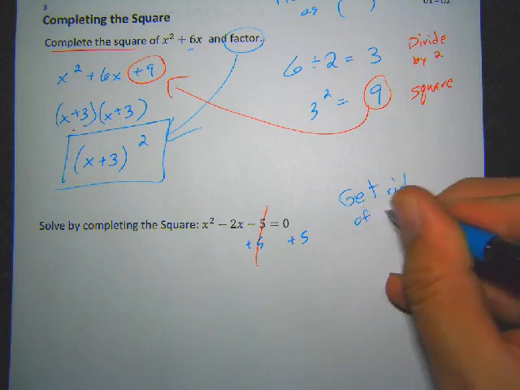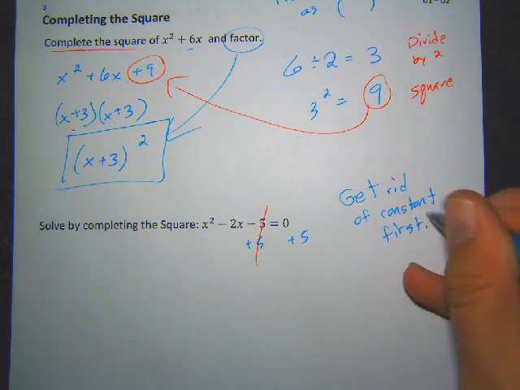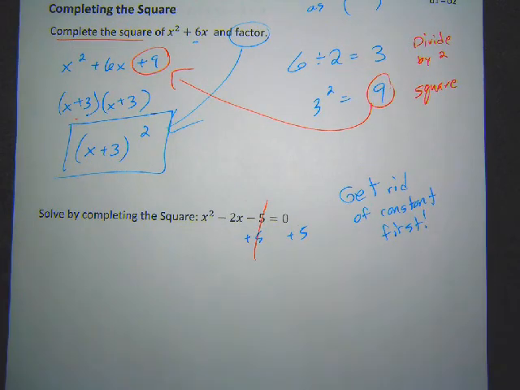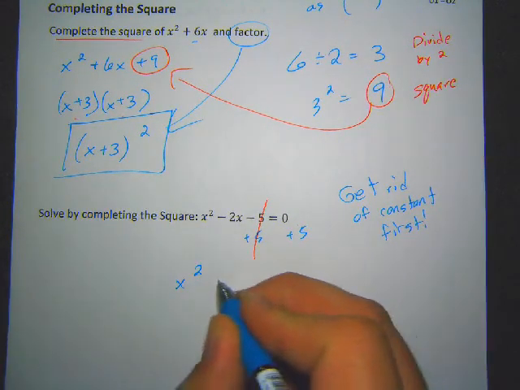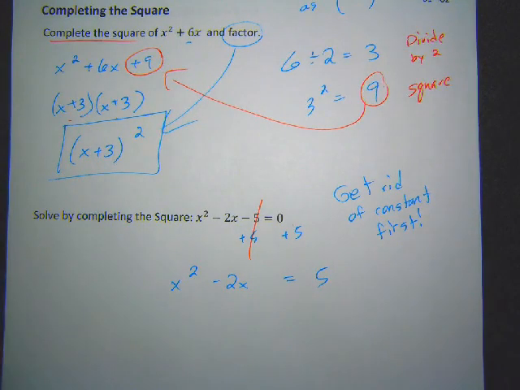That's always our first step. And by get rid of, I mean move it to the other side. You get it out of our way. So now we just have x squared and minus 2x equals 5.